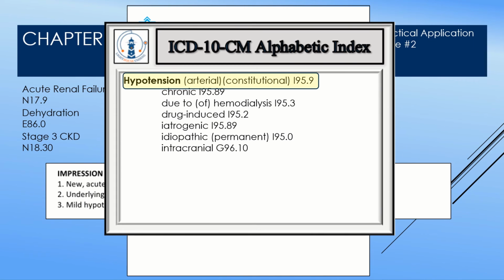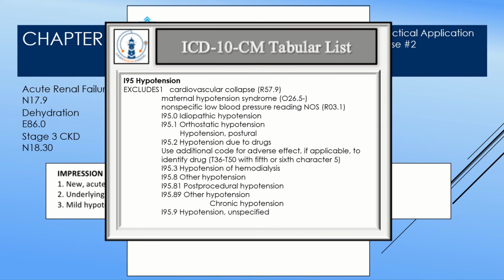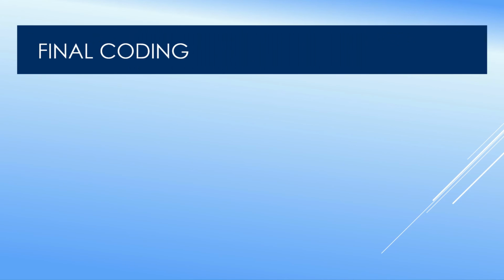This codes to I95.9, and there are no instructional notes in the tabular. So the last code, I95.9, hypotension, is added to the list. The final diagnosis coding for this visit is N17.9, E86.0, N18.30, and I95.9. That's it for Case 2.